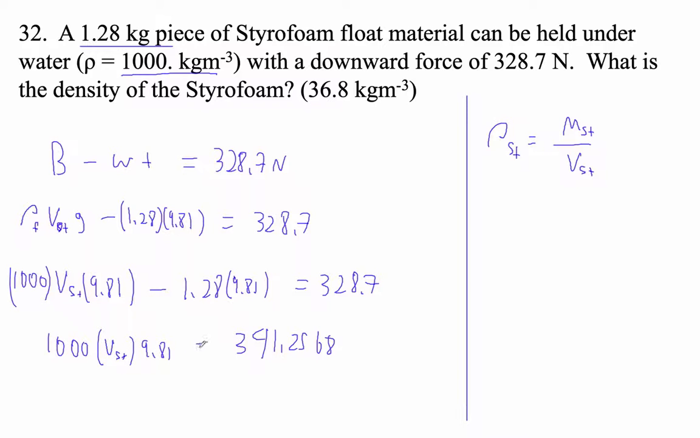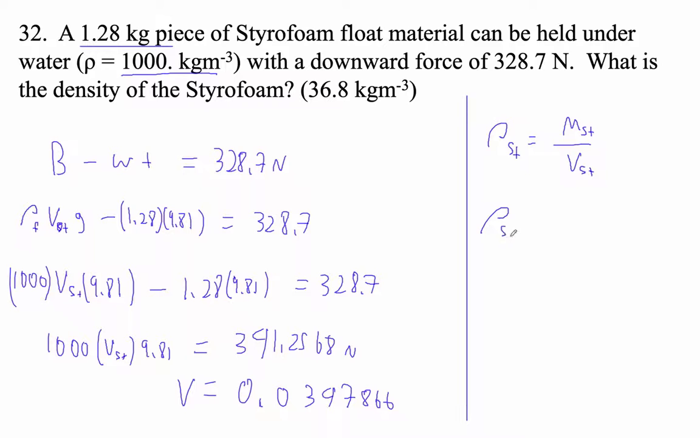I like this problem. Okay, let's see. Now I think I just have to divide this by this and this. So divided by 9.81 and divided by 1,000, and I get that the volume is 0.0347866. So now I'm all set.